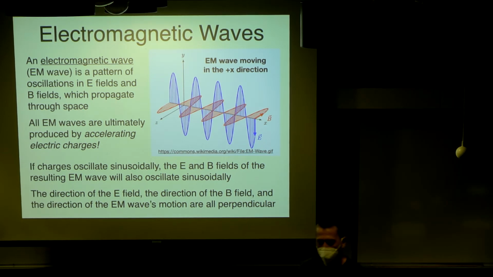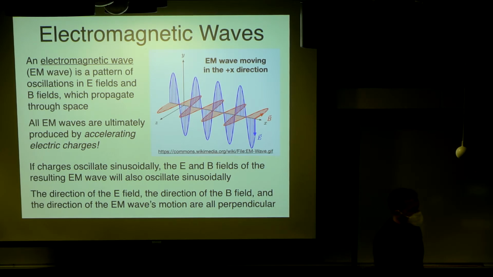It's a pattern of oscillations in electric and magnetic fields that is moving through space, okay? So it's not just that you have E fields and B fields which are oscillating, but those oscillations are going somewhere. That's why we call it a wave. It's traveling somewhere, just like a wave crashing into the shores, heading towards the shore, right?